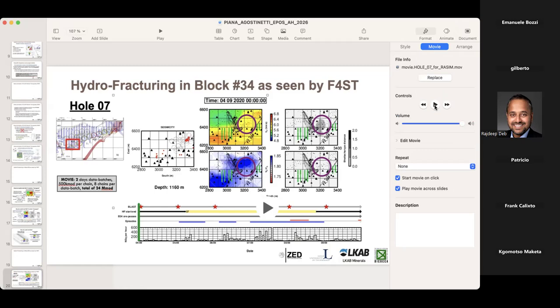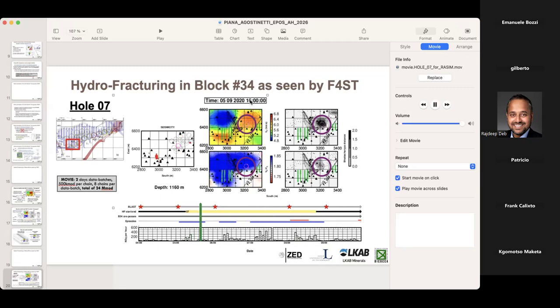So if we start, we can run the movies. Here the hydrofracturing is starting, and then here the operation is ongoing, and then it is ending, and we have no more anomaly. So if we play the movies a couple of times, we can see the details. When the hydrofracturing is starting, we have this red anomaly. It means a high velocity anomaly where the hydrofracturing in the hole is operating, like here, you see.